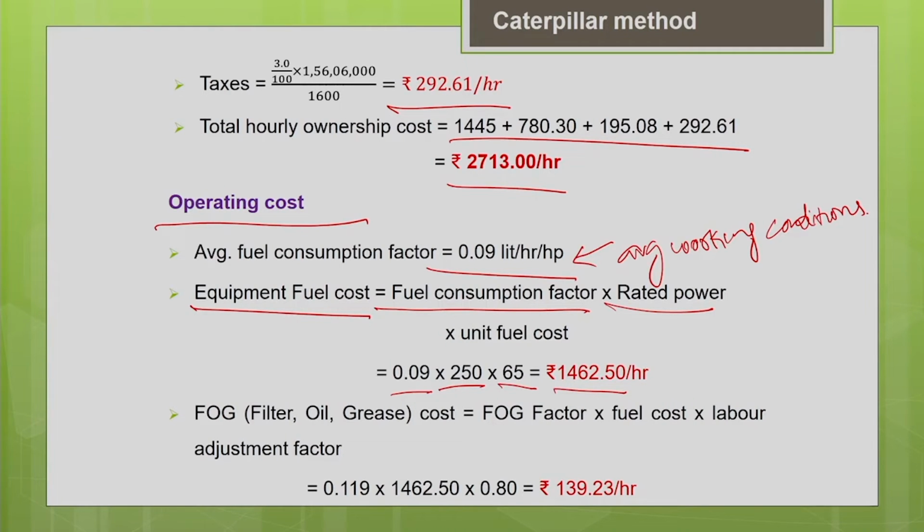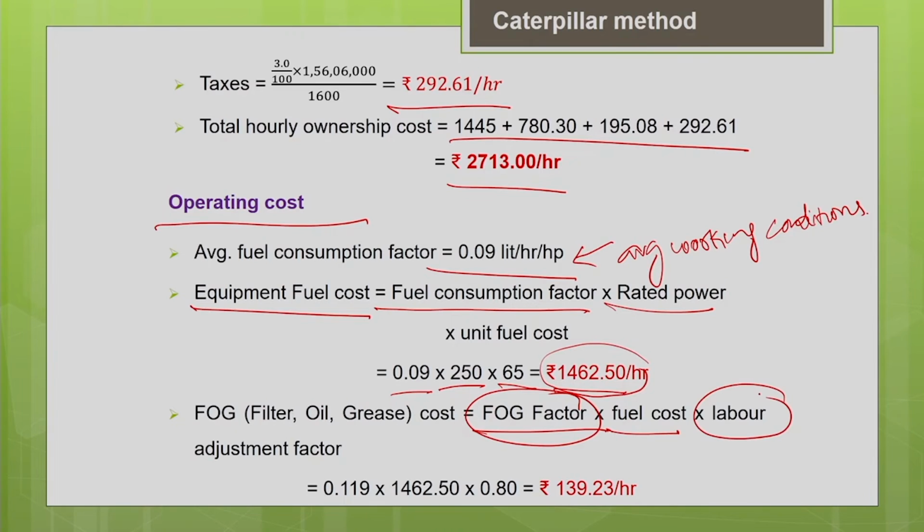Similarly, filter oil grease, here I have given you the FOG factor. So the FOG factor, you are calculating as a percentage of your fuel cost. The FOG factor for different types of machines is available in the equipment handbook for different operating conditions. You can take it directly and multiply by the fuel cost. Your fuel cost is nothing but 1,462.5.